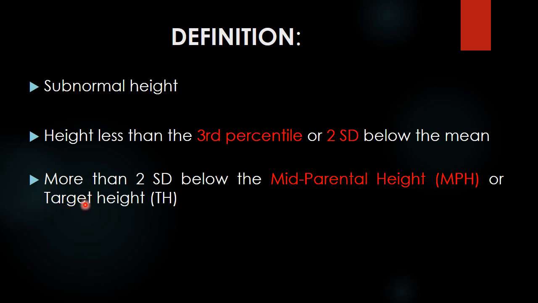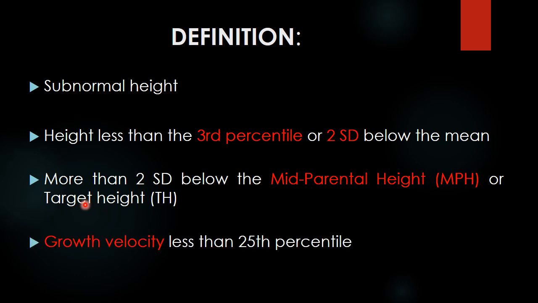Now these three definitions take into account height at one point in time. However, if we follow height over a period of certain months or years, we get to know what we call the height velocity or the growth velocity. So if the height velocity is less than 25th percentile on the velocity curve over a period of 6 to 12 months, this is also labeled as short stature.